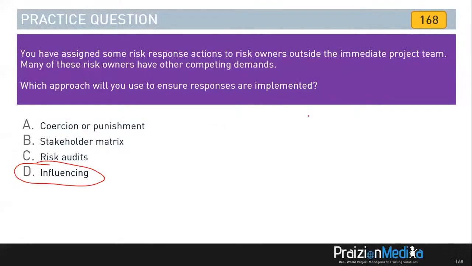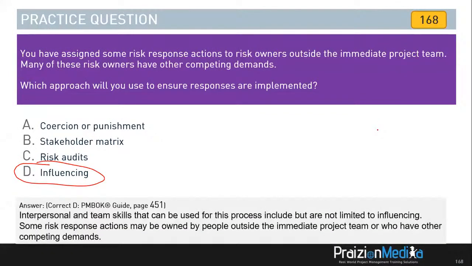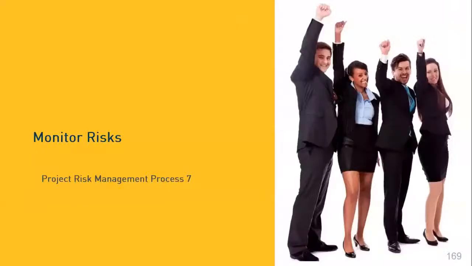So there you have it, my friends. The best answer is D. It's influencing. You can find this on page 451 of PMBOK 6. It says interpersonal and team skills that can be used for this process include, but are not limited to, influencing. All right, let's move on.